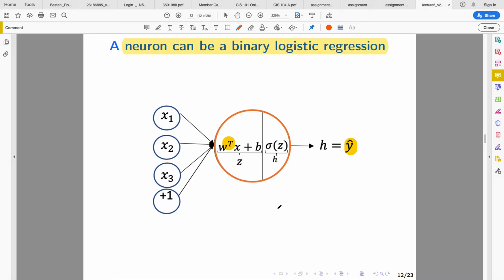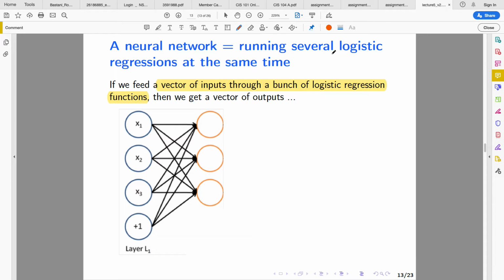So we can see our neuron as a binary logistic regression. What does it do? It takes in our input with the bias. It learns the weight matrices to multiply with the input, adds the bias, then squashes it into our activation function, which in this case is the sigmoid, and gives us a prediction. And so when we run several logistic regressions at the same time, then we have a neural network. If we feed a vector of input into a bunch of logistic functions, then we get a vector of output.